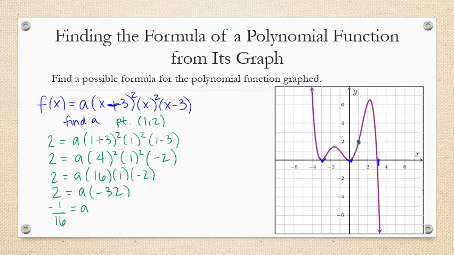So when I write my final formula for this, f of x equals a, which is negative 1 over 16, times x plus 3 squared, times x squared, times x minus 3.